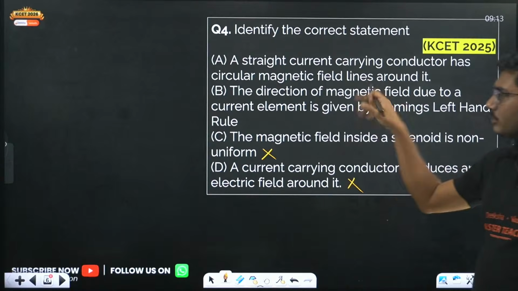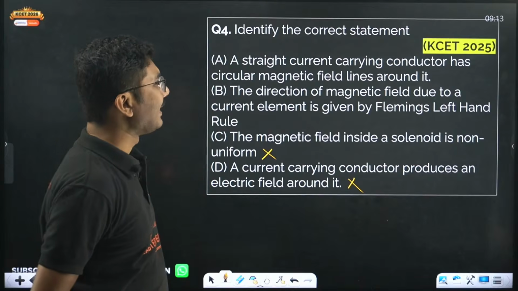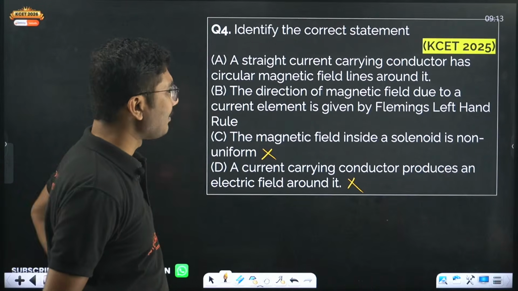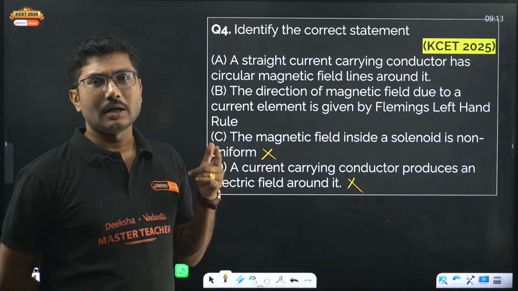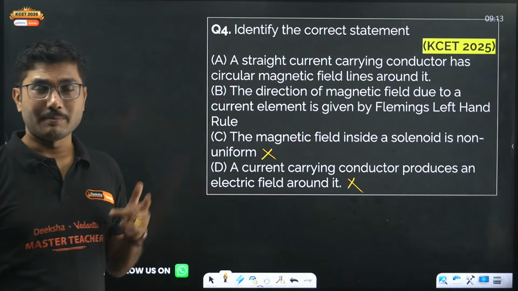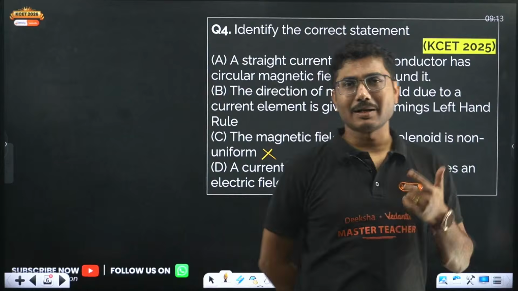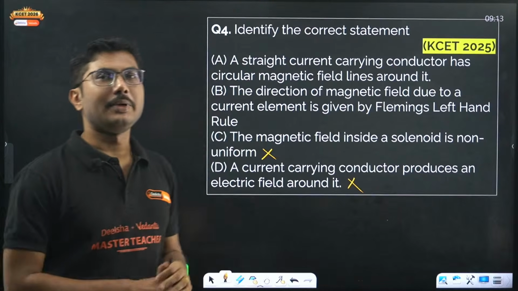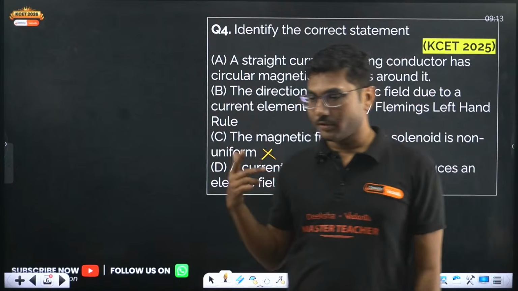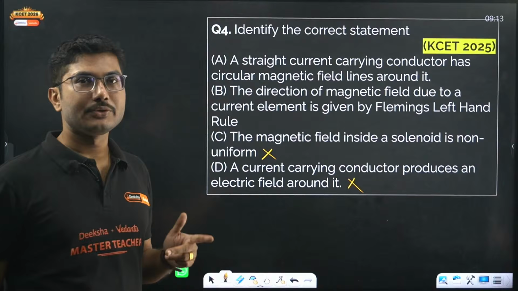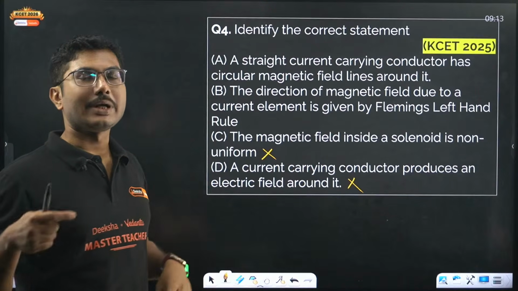Now between these two, option A and option B, we have to eliminate the wrong answer. The direction of magnetic field due to a current element is given by Fleming's left-hand rule. What does Fleming's left-hand rule give? It gives you the force acting between the magnetic field and a current carrying wire. Fleming's right-hand rule gives the direction of induced current. The left-hand rule tells you, if you have a current carrying wire with a magnetic field around it, what direction force will act on it.